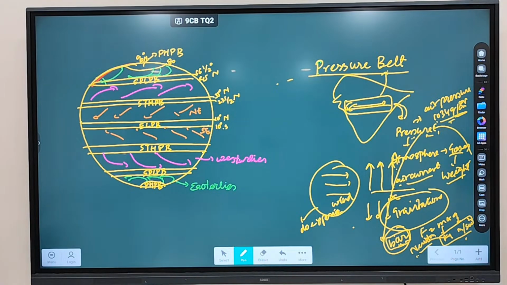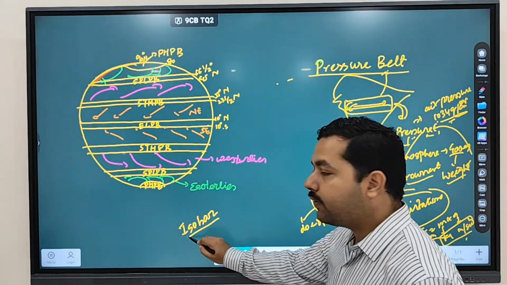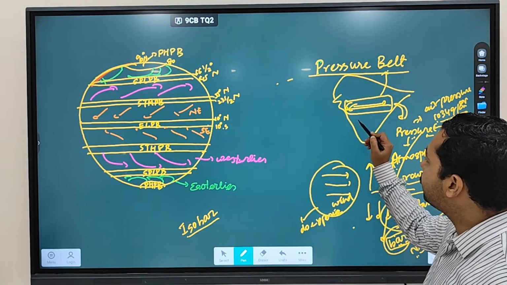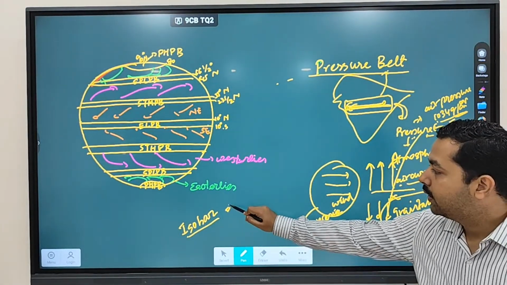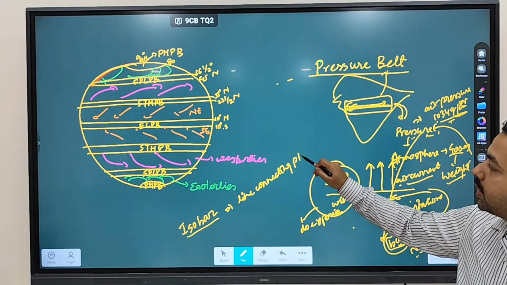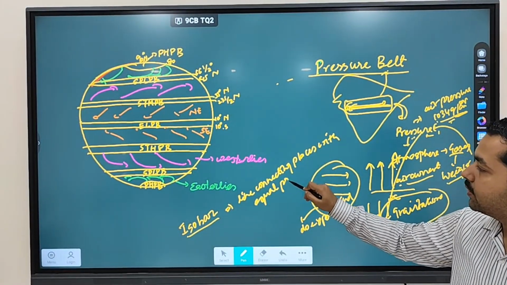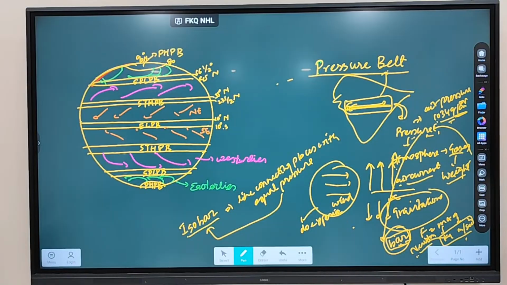So that's why there is a term called isobar. Like we have discussed isotherm. What was isotherm? It is a line connecting places with equal temperature. So a line connecting places with equal pressure is going to be called what? Places with equal pressure is referred to as an isobar. So a line connecting places with equal pressure is referred to as an isobar.